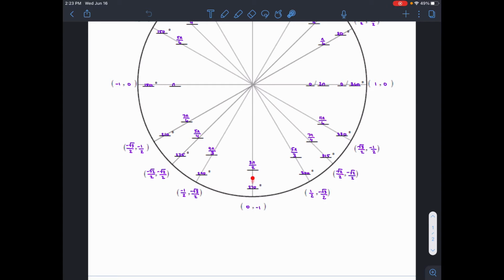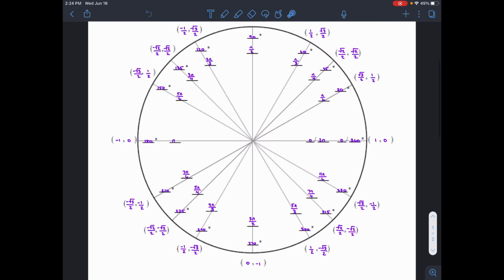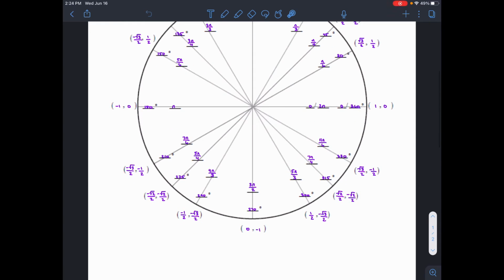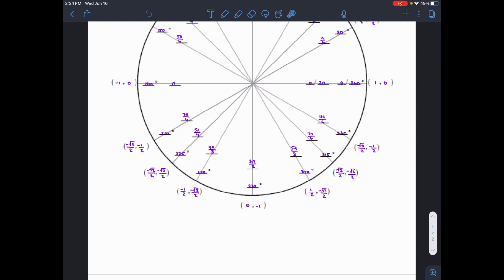But then I don't really have to memorize 270 because I know that 90 is pi over 2, so 270 would be 3 pi over 2. It's just multiplied by 3. And then the same thing for these. As I said, 360 is 2 pi, and then 0, 0. So just convert 330, 315 from degrees to radians, and then I would eventually memorize. So it would be 11 pi over 6, 7 pi over 4, and 5 pi over 3.